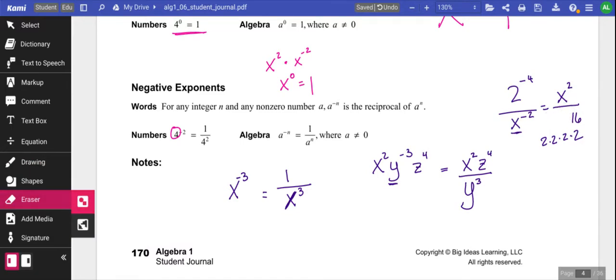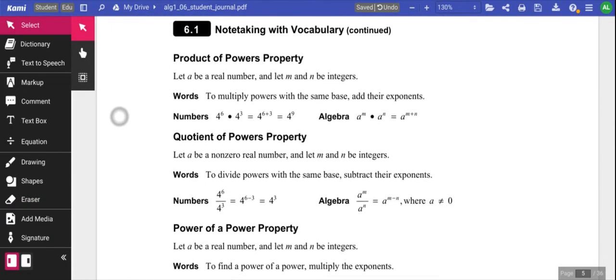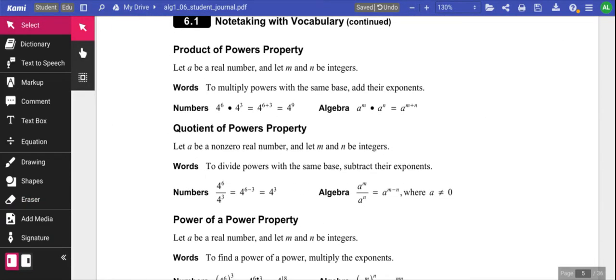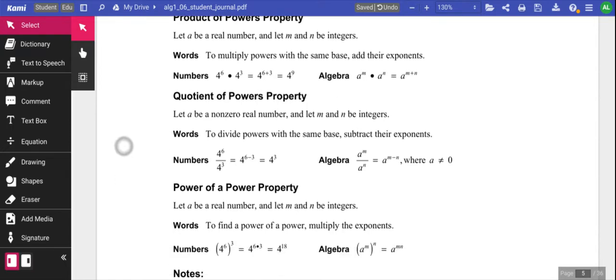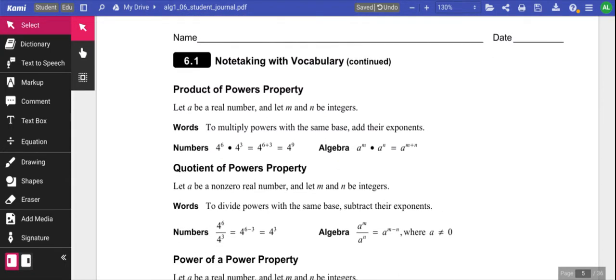All right, let's move on. We've got more properties that we can learn. Okay, product of powers property. Okay, we've got all these different properties. I really am never going to care what the name of the property is. I just care that you know the property, you know what to do.